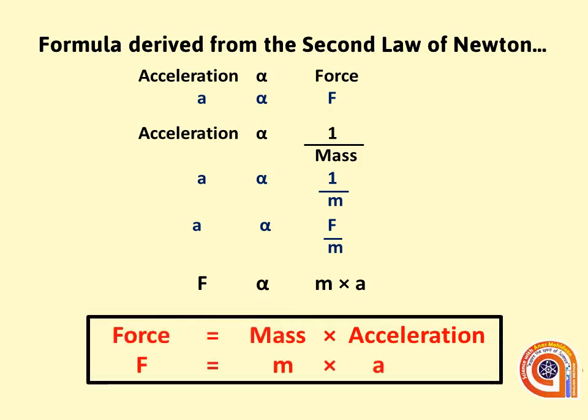What is the law here? Force equals mass into acceleration. That is, capital F equals small m into small a. Here the mass is always measured in kilograms. A is measured in ms^-2, meters per square second. Accordingly, kg ms^-2 is the unit. For this we give a specific name, that is Newton. Accordingly, the standard unit of measuring force is capital N, Newton.